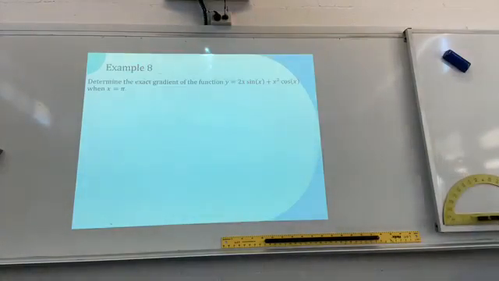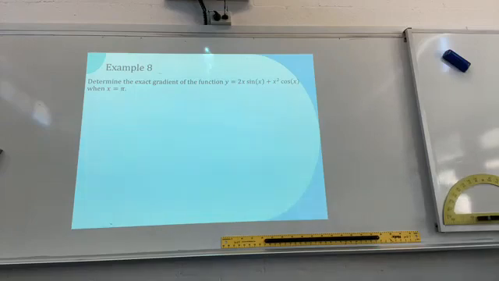Now, let's talk about the exact gradient. When you've got an exact gradient, you can have your answer in pi. You do not actually have to simplify it. Have your answer in pi when you've got an exact equation. So that will be a very typical calculator-free question.